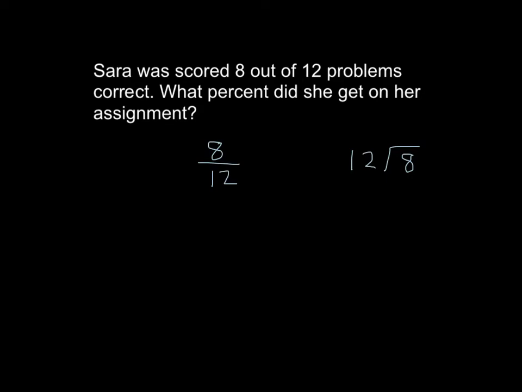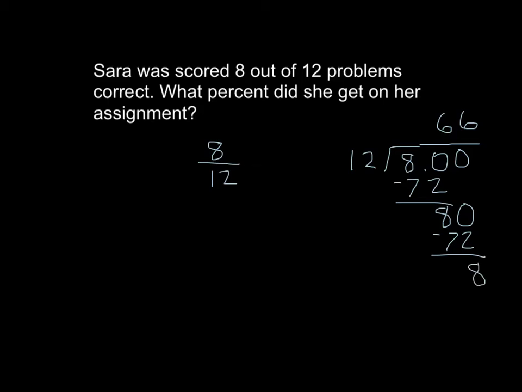And 12 can't go into 8, but it can go into 80. And 12 goes into 80 6 times. 12 times 6 is 72. Go ahead and subtract. Add a 0, bring it down. 12 goes into 80 6 times, which is 72.